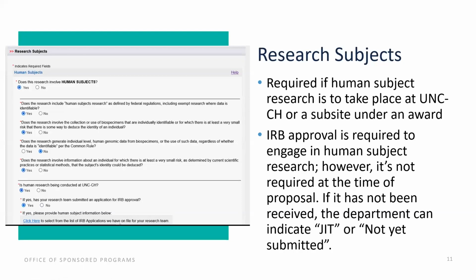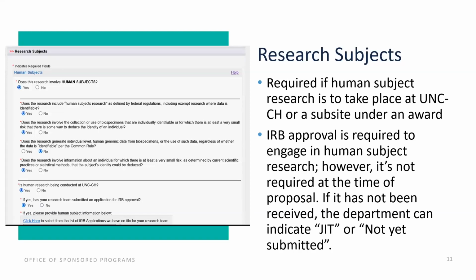Okay, research subjects is, I think, pretty explanatory. If you've got human subjects who are going to be participating in the project, we want to make sure that's captured here. Again, we're checking to make sure that it's consistent with the documentation we have throughout the rest of the application, the scope of work, and the budget justification. If human subjects research is being done at some of our subsites, we also need to indicate yes.